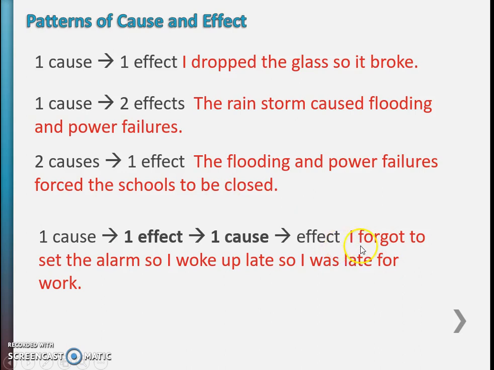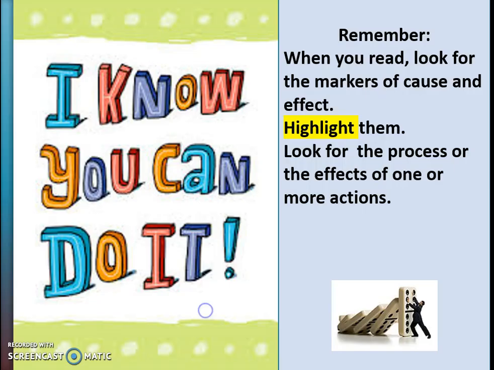For example, here, I forgot to set the alarm. Cause. What happened? I woke up late. And what happened because I woke up late? I was late for work. So pay attention to the connections and the chains that often appear when we talk about cause and effect.